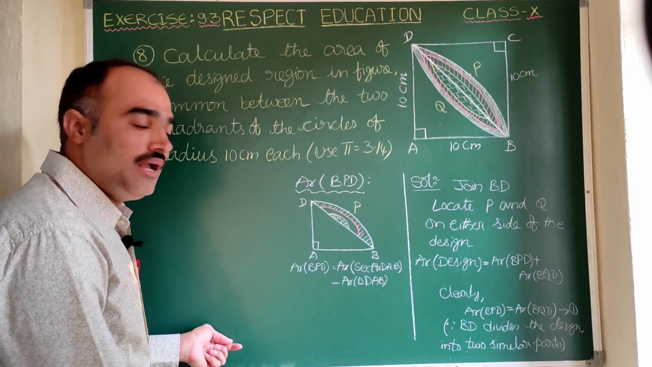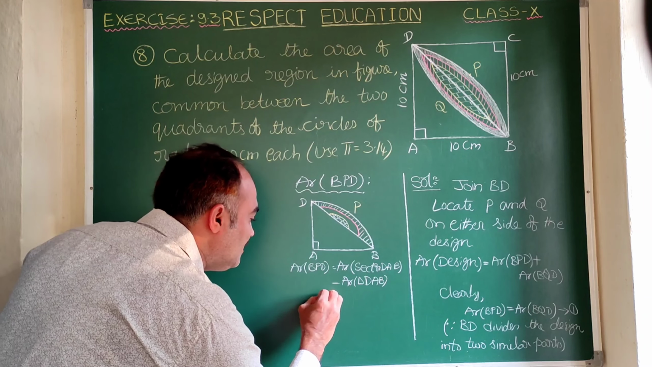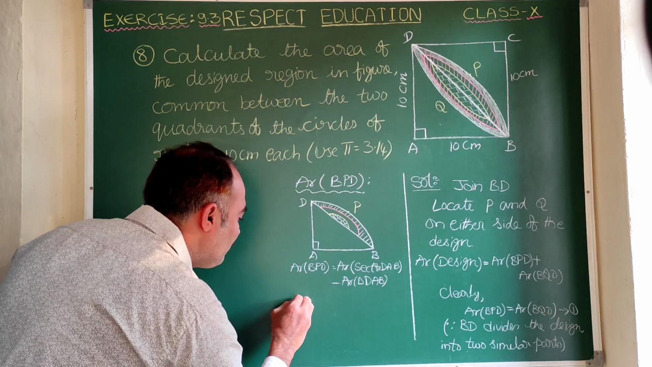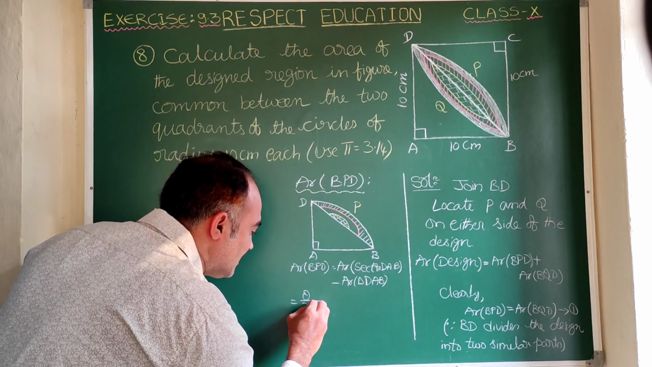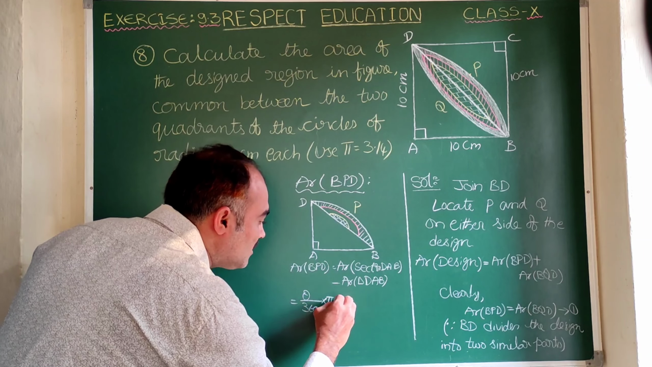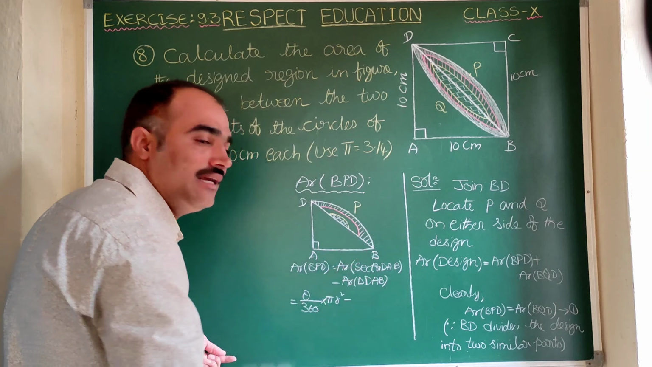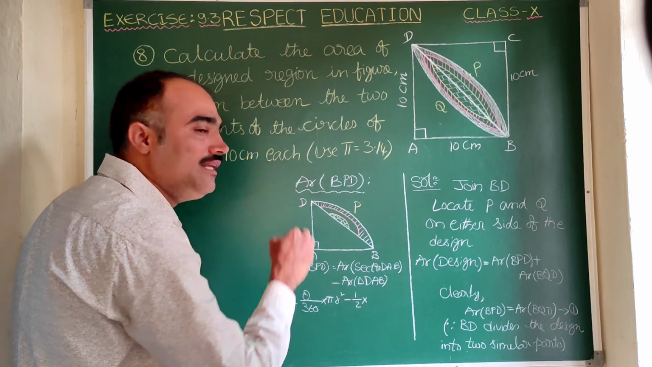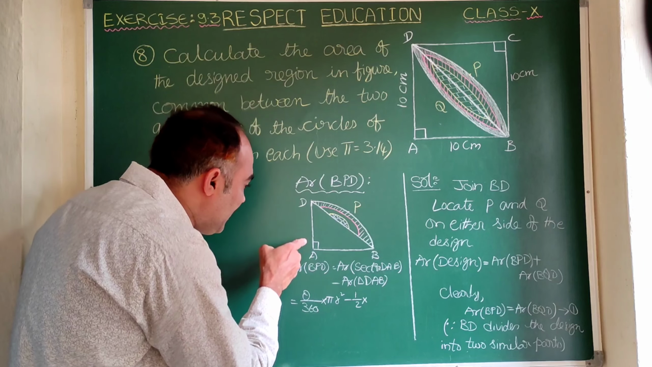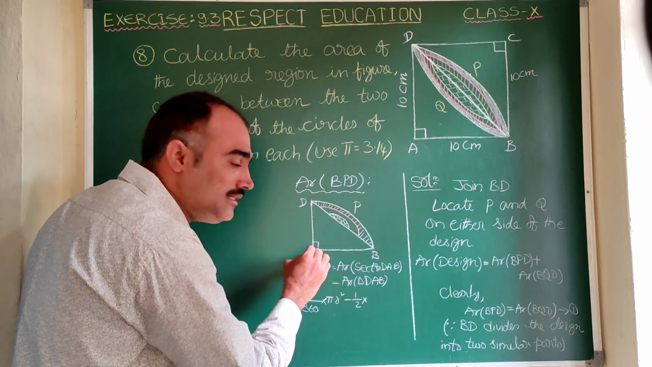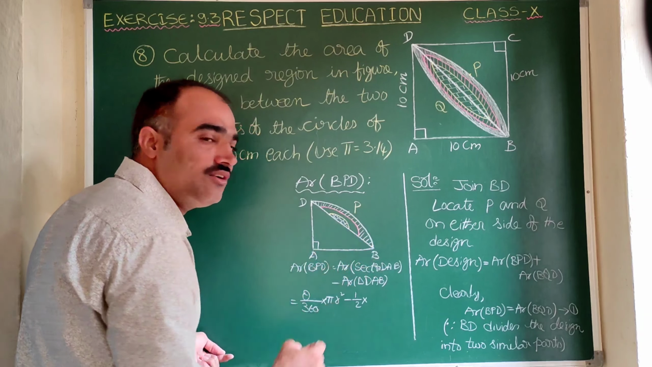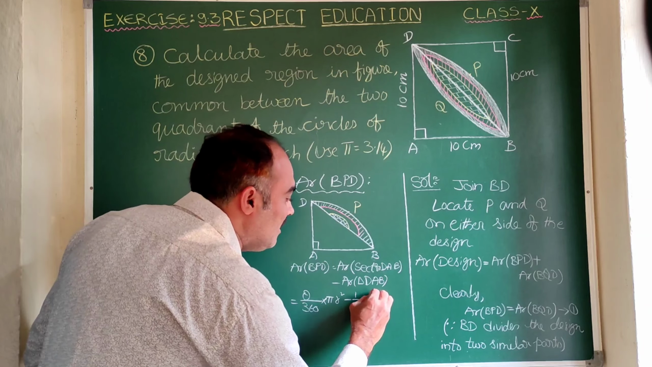As you know, the area of the sector formula is theta by 360 into pi r square, minus the area of the triangle, which is half into base into height. Here if you take AB as the base, then AD will be the height. If you take AD as the base, then AB will be the height, because both are perpendicular to each other. So we can write any one. Here I am writing AB into AD. Now let us write the values.